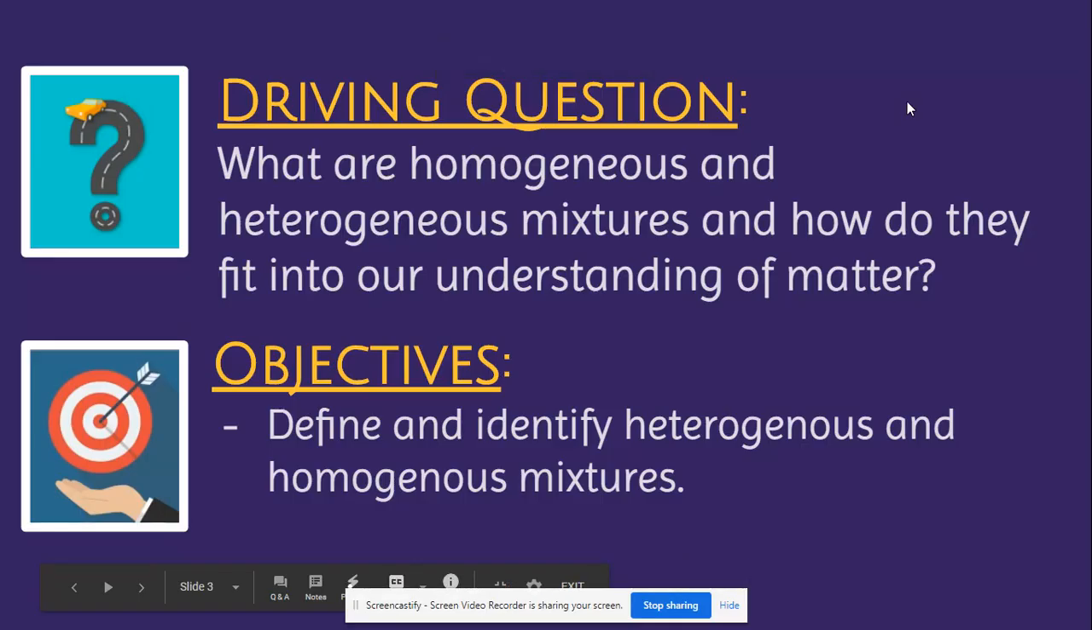So, moving on to today's lesson, our driving question is going to be: what are homogeneous and heterogeneous mixtures, and how do they fit into our understanding of matter? Our objective is to be able to define and identify heterogeneous and homogeneous mixtures. And we have a little assignment that we're going to do after today's Nearpod slides to complete that.